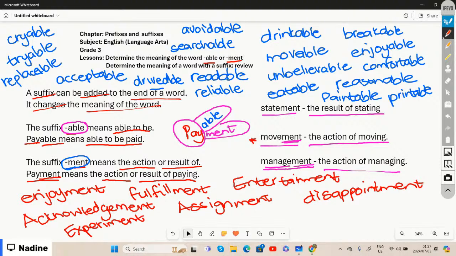Right? And if you look at these words, which is with the suffix able, which means able to, or ment, which is the action of something or the result of something, right? These are suffixes, and suffixes are words that are added, right, to the end of a word or to the end of a base word that can stand on its own. Yes, here we have payment, beautiful, and we have disappointment. Well done.